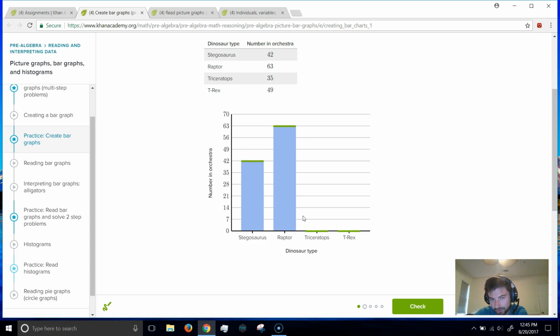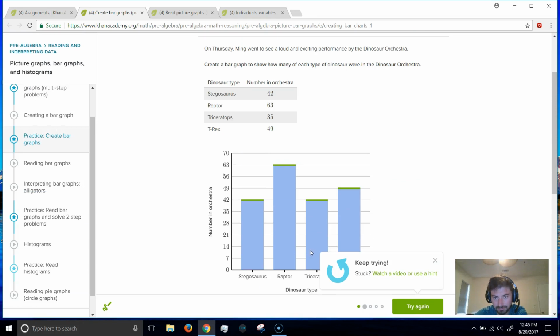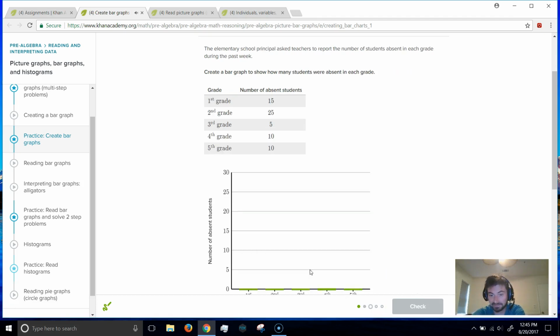Now if these don't drag into the right places, you need to refresh your page. Sometimes these drag weird, like in between numbers. Triceratops 35, T-Rex 49. So we're just putting this data in. It's kind of hard to compare the numbers this way, but it's really easy to compare the numbers this way. The raptor is clearly the most common dinosaur in the orchestra, but they're all pretty close to evenly distributed. So, uh-oh, did I mess up? 42, 63. Oh, this is supposed to be 35. There we go. All right.